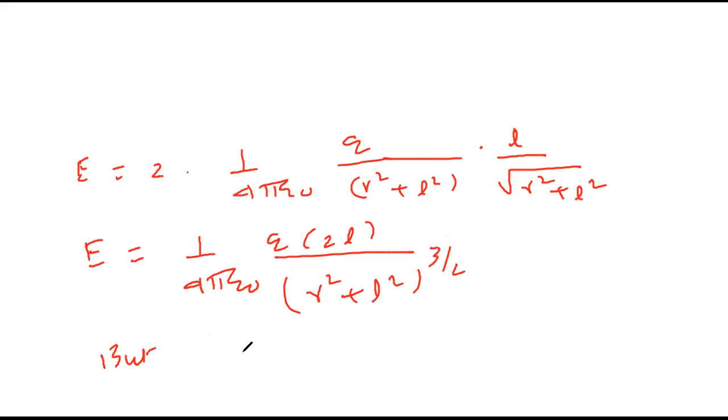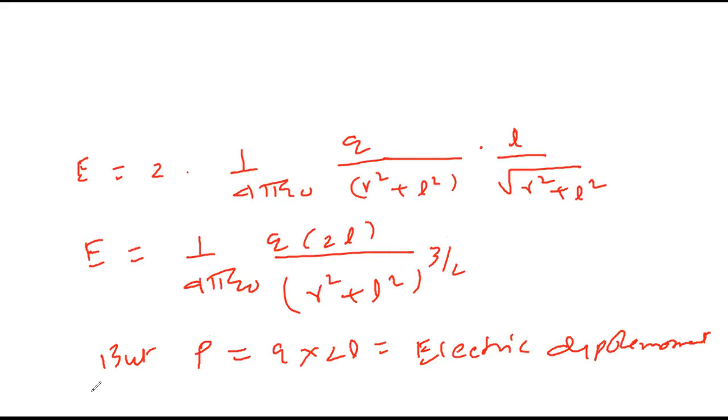Now, P is Q into 2L, which is called electric dipole moment. Therefore, E becomes 1 upon 4 pi epsilon naught P upon R square plus L square raised to 3 by 2. This is not a square, don't mistakenly square it. Copy till this.